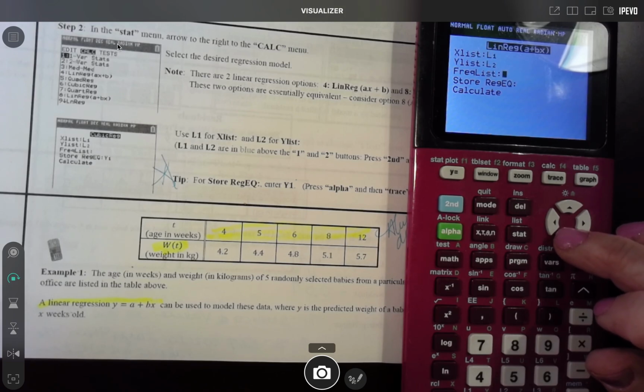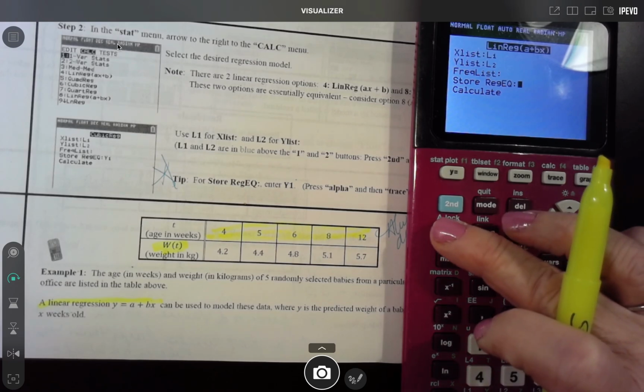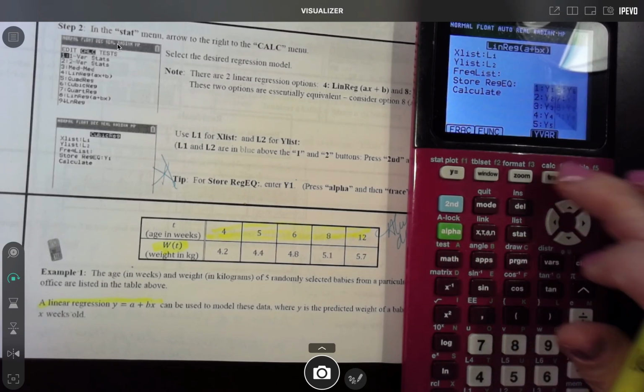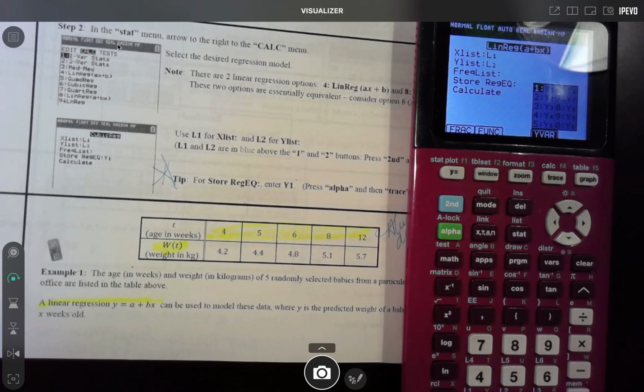Now, you can store the equation so you don't have to enter it again, and this is a good idea. If you go to Alpha Trace, it lets you pick what function you want to put it in once it writes the equation for you. So here we go. I put in y1 and then hit calculate. All right, so there comes up my equation.